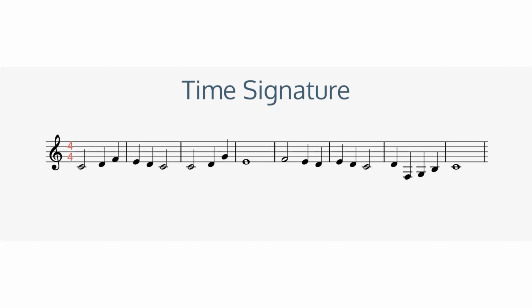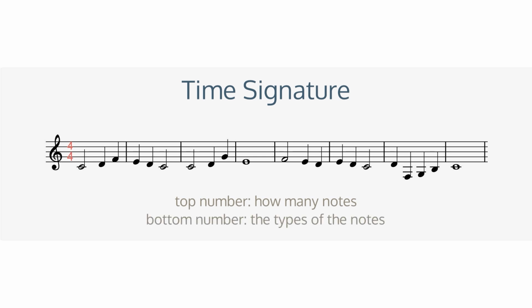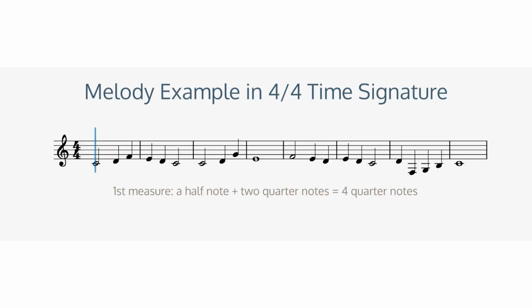The time signature is written at the beginning of the piece of music and looks like a fraction. The top number tells you how many notes are in each measure, and the bottom number tells you the type of the note. For example, a 4/4 time signature means there are 4 quarter notes or their equivalent in one measure.